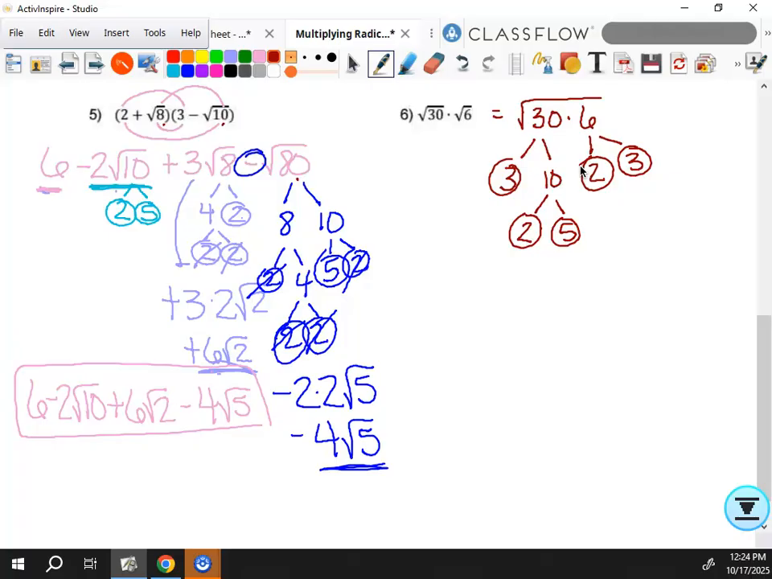Then I've got, let's see, these 2 3's come out as a 3. These 2 2's come out as a 2, and that 5 stays underneath. So it's 6 square roots of 5.